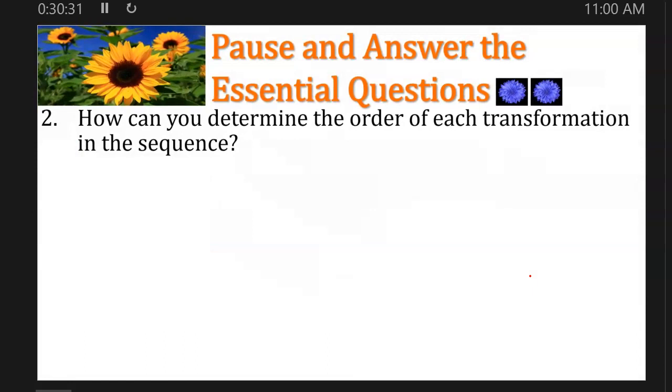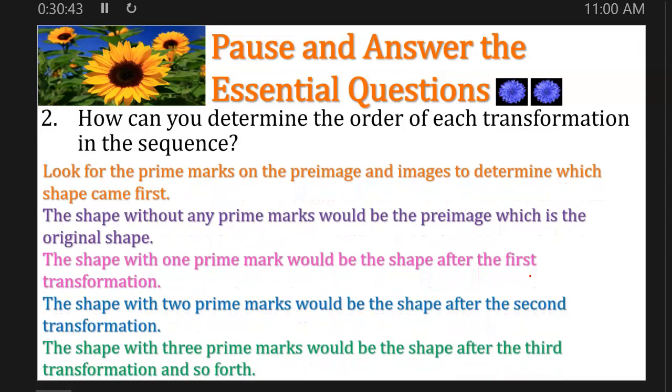All right, our second essential question: how can you determine the order of each transformation in the sequence? First, look for the prime marks on the preimage and the images to determine which shape came first. The shape without any prime marks would be the preimage, which is the original shape. The shape with one prime mark would be the shape after the first transformation, the shape with two prime marks would be the shape after the second transformation, and the shape with three prime marks would be the shape after the third transformation, and so forth.